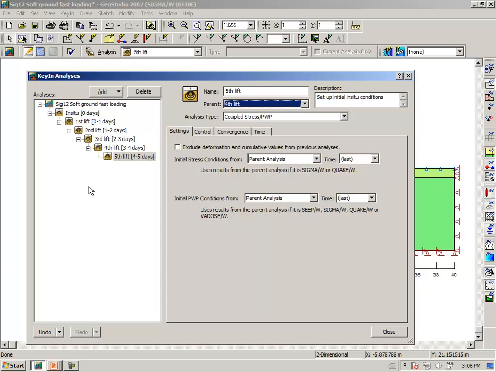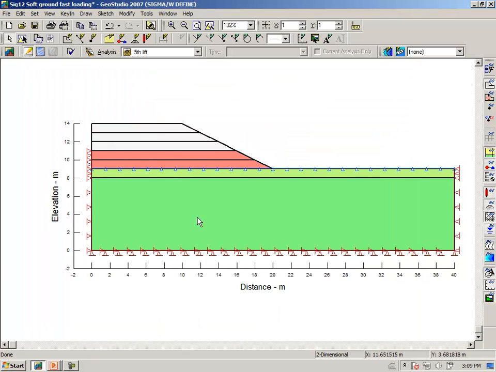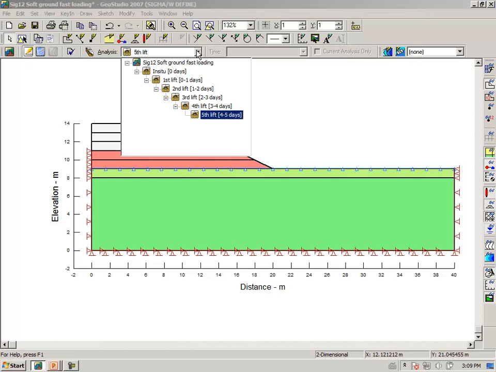Now, once again, to repeat, in each one of these cases we have a duration of 1 day. So what we are simulating is placing the fill in 1 day, and whatever consolidation and dissipation takes place during 1 day is acceptable, but a lot of the excess pore pressure will obviously not dissipate.